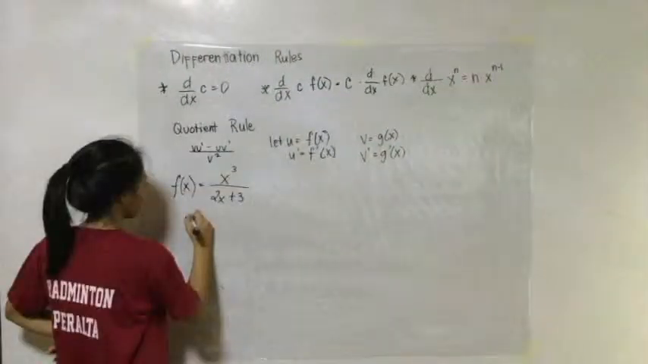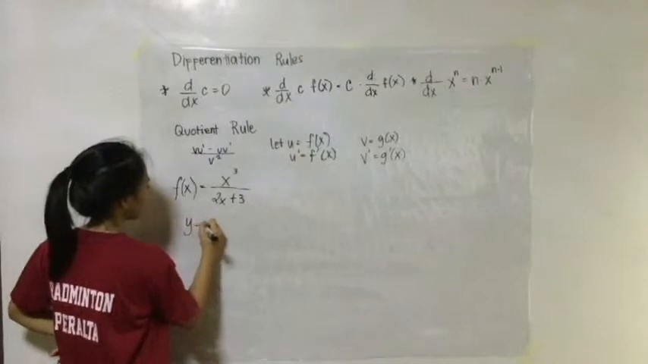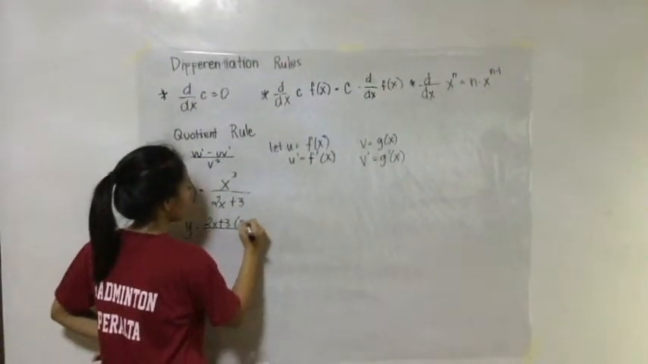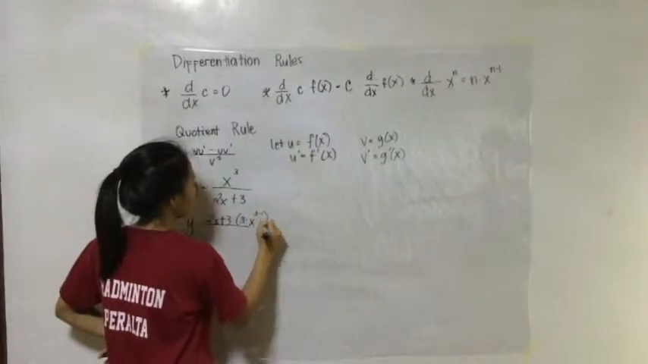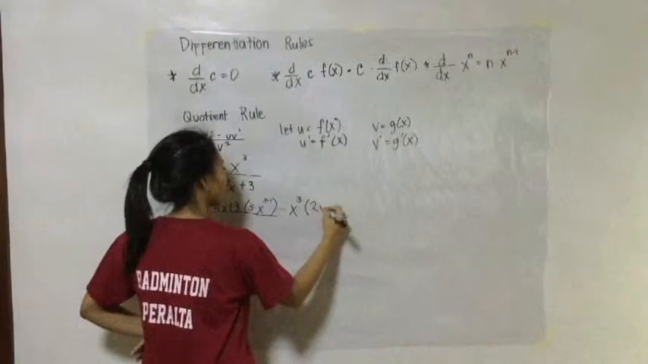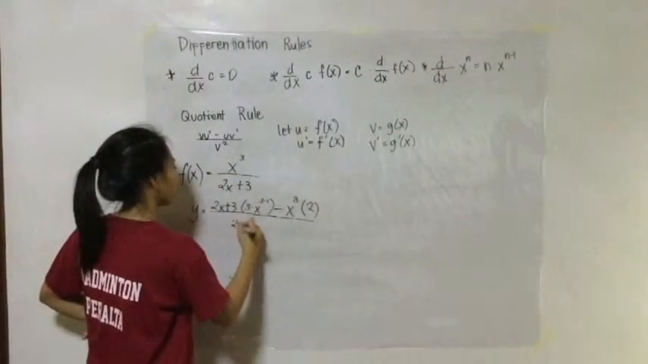Quotient rule. VU prime minus UV prime over V squared. Let U be f of x, U prime f prime of x, V is equal to g of x, V prime is equal to g prime of x. For example, x cubed over 2x plus 3. Y prime is equal to 2x plus 3 times 3x raised to 3 minus 1 minus x cubed times 2, all over quantity of 2x plus 3 squared.